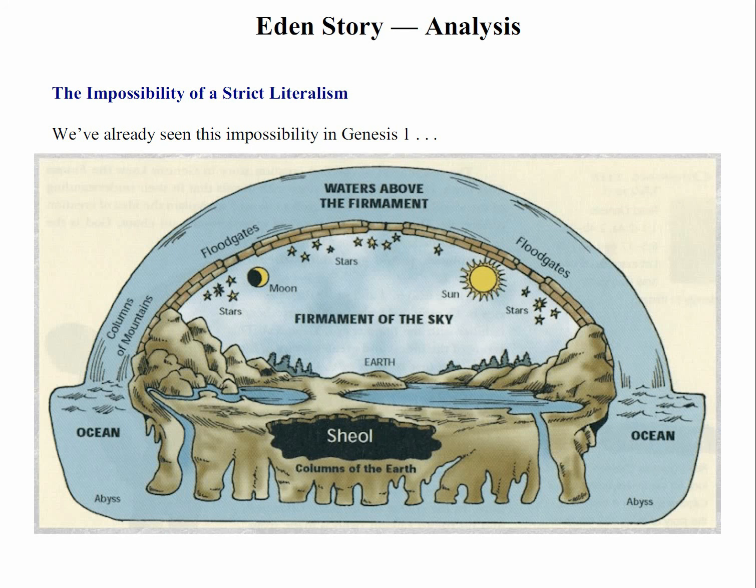Now, it doesn't matter how strictly literally a person reads the Eden story, they probably don't think that there's an entire ocean up above a vault that's up in the sky. And they probably don't think that if they got in an airplane and flew, they might hit the stars or the sun or the moon. Or if they managed to dodge all those things, that they would just run right into that vault that's holding up the ocean. People don't think that, which means they're not reading strictly literally.